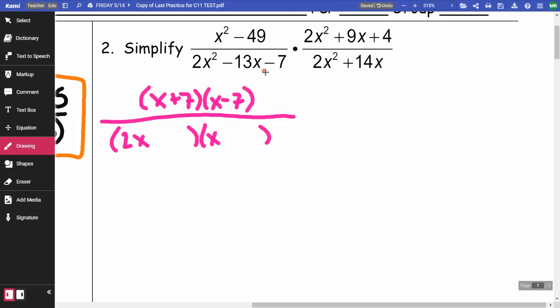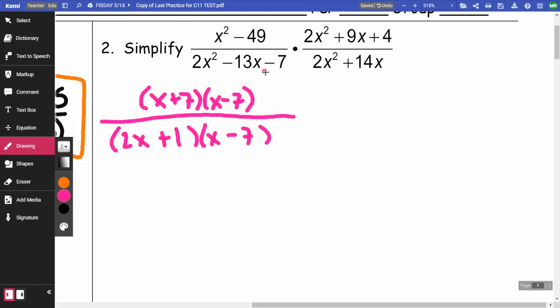So multiplying to 7, and I'm trying to get a negative 13. I'm thinking a minus 7 because that will give me a negative 14. And then a plus 1. So that would be a negative 14 and a 1, which is a negative 13.